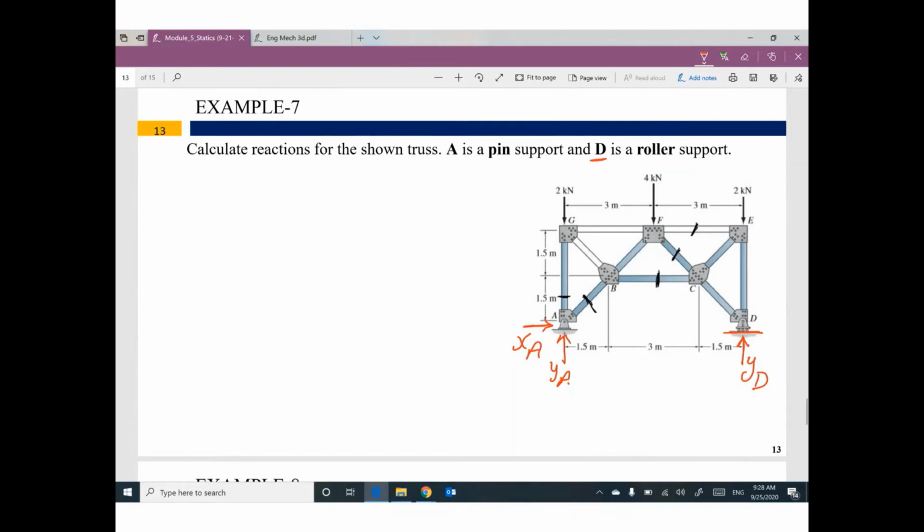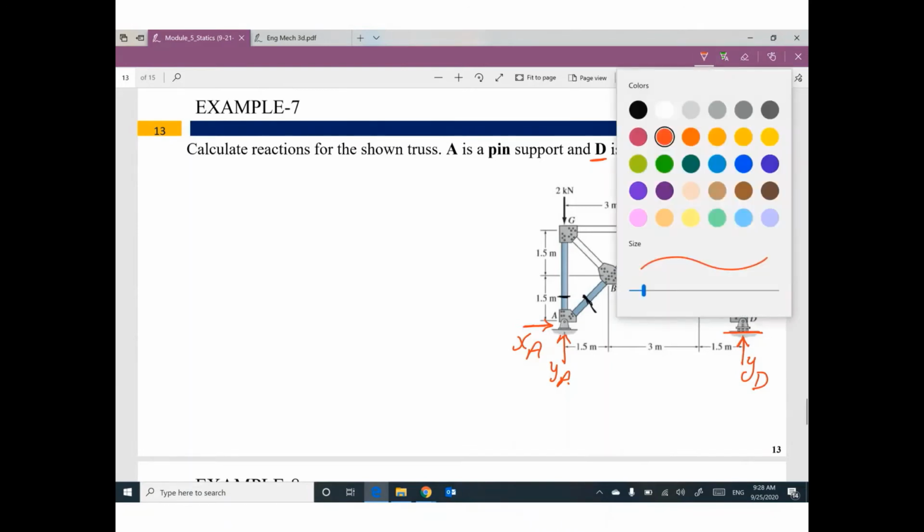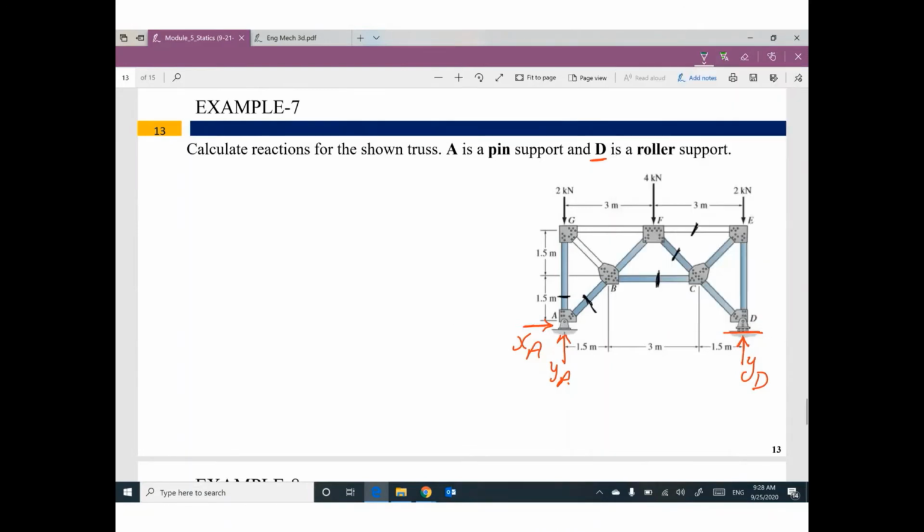How many equilibrium equations do you have? We have 3. Summation of forces in x equals 0. Which forces are in the x direction? Please don't forget, be careful. We don't have any except positive XA, nothing else. So equals 0. That means XA equals 0. Summation of all forces in the y direction equals 0.